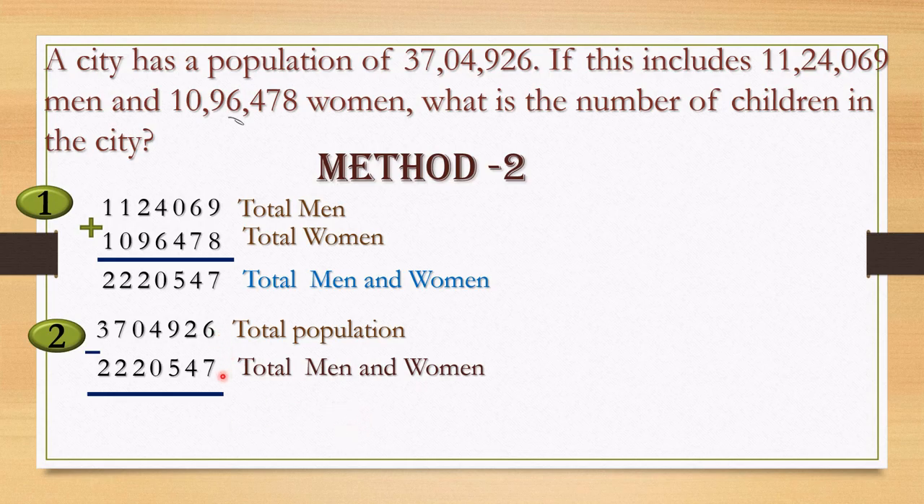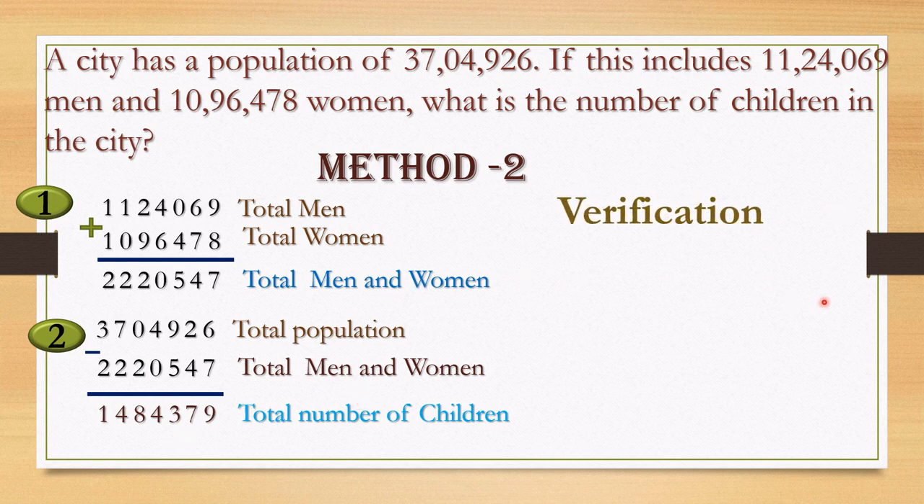See, 6 minus 7, not possible. 16 minus 7, that is 9. 11 minus 4, that is 7. 8 minus 5, that is 3. 4 minus 0, 4, right? 10 minus 2, that is 8. 6 minus 2, that is 4. And 3 minus 2, that is 1. That is 14,84,379, the total number of children. Same answer we got from this method too, isn't it?